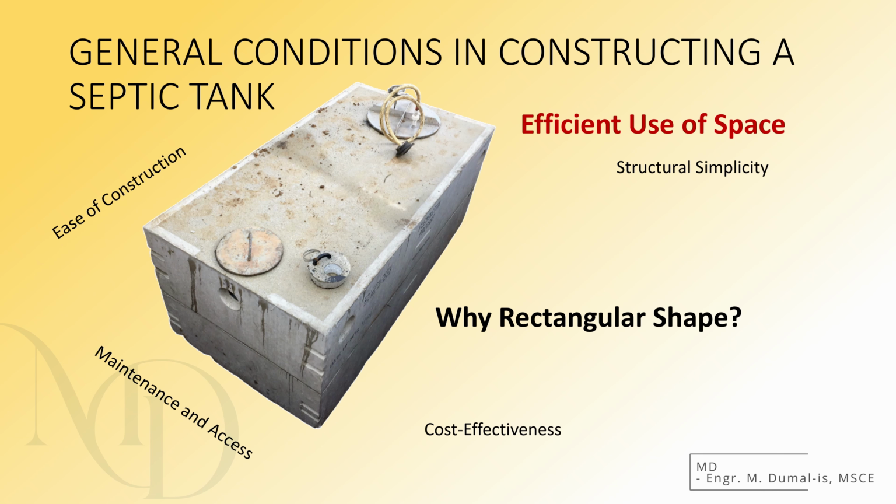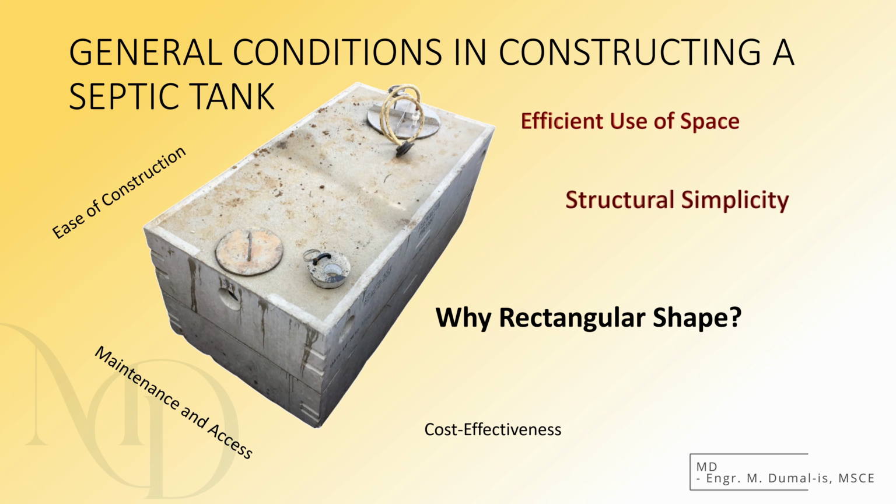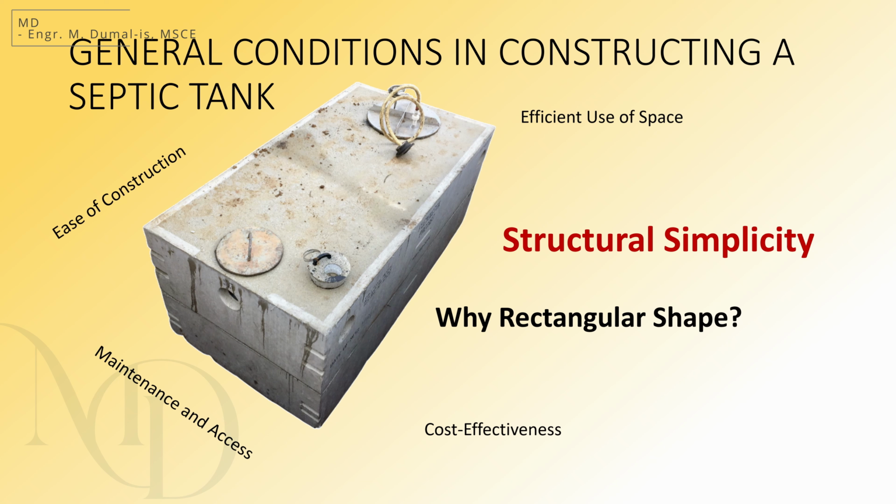Second, rectangular tanks make better use of space. They can fit neatly into narrow or irregularly shaped lots, and the layout makes it straightforward to separate the different chambers, such as the inlet chamber, settling chamber, and outlet chamber. Third, the shape gives structural simplicity. Reinforcing straight walls with steel bars is much easier, and applying plaster evenly ensures proper water tightness. Even the top cover benefits from this design, since flat slabs are simpler and more economical to cast than circular covers.